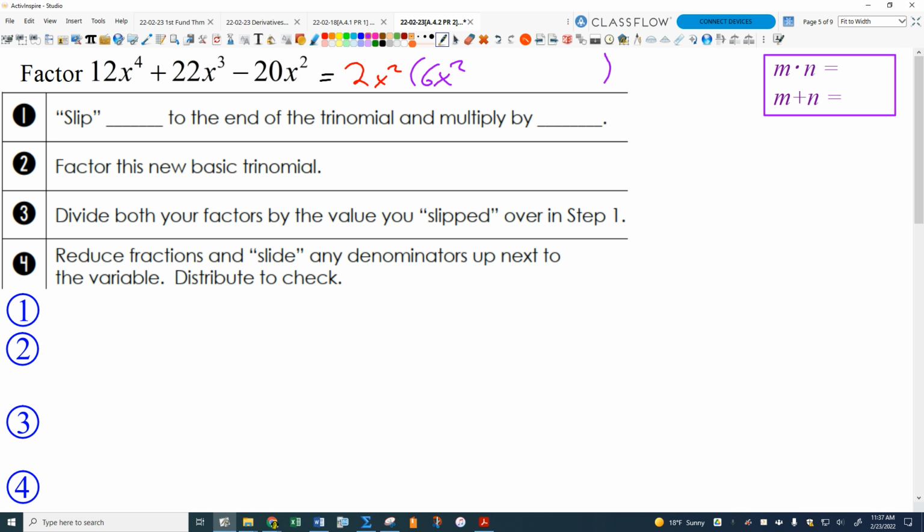6x squared, right? Because 2 times 6 is 12. X squared, because x squared times x squared is x to the 4th. What's my next term? Plus 11x minus 10. Good. So hold up. When I factor this thing, my answer is going to have a 2x squared out front, but my goal is to take this purple trinomial and use slip and slide to break that apart, right?